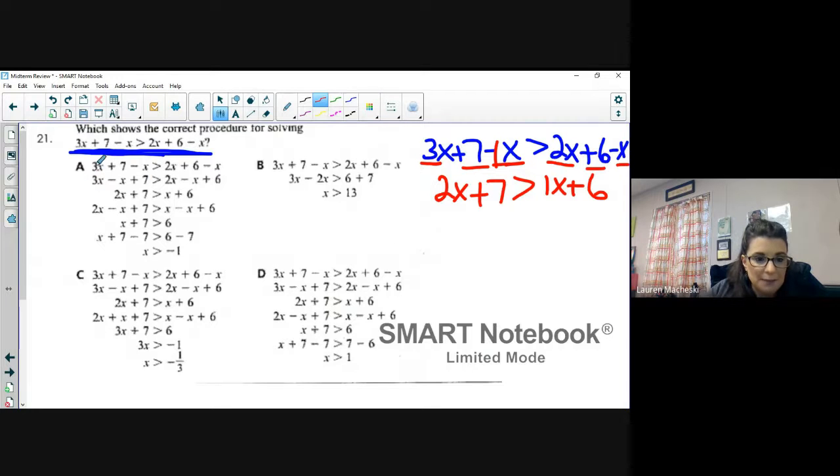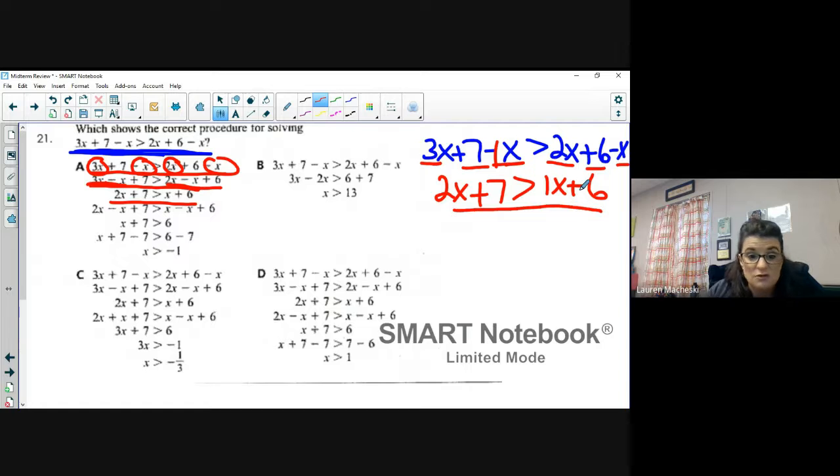So look at A. What did A do? The first line is the original, and then they went to the second line. It looks like in A, they just showed these two things together right next to each other, as well as the like terms on this side right next to each other. I think that might have just helped them visualize. And then the next step is they got the same thing as us. So far, A looks good. I'm not going to cross A off just yet.